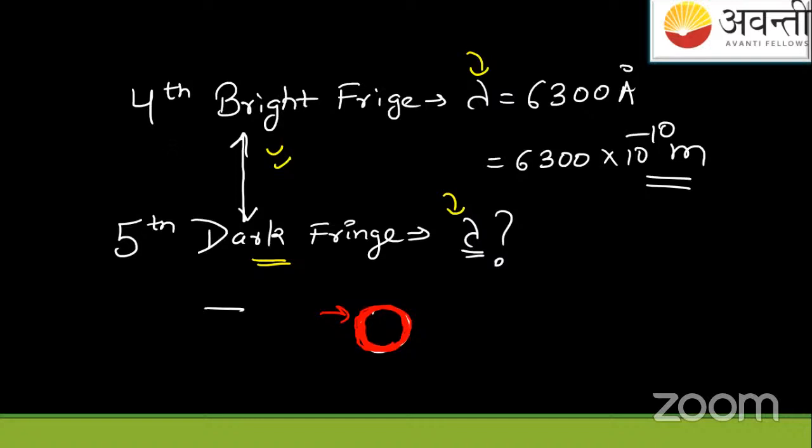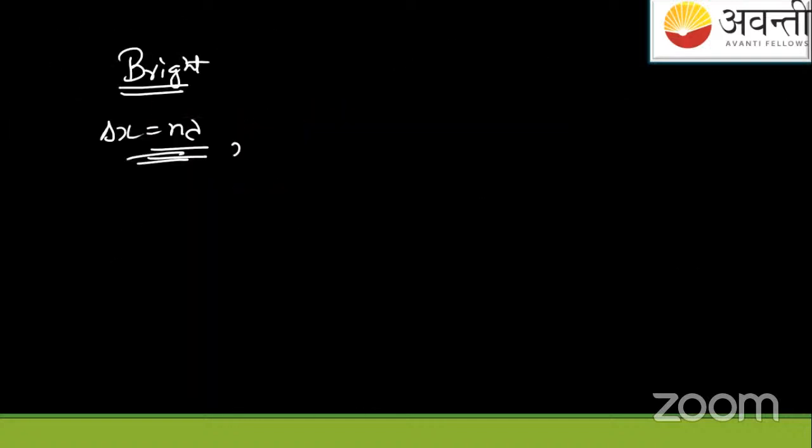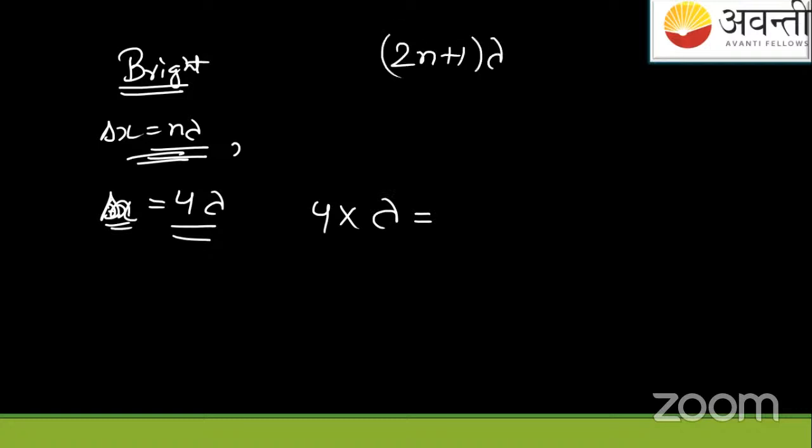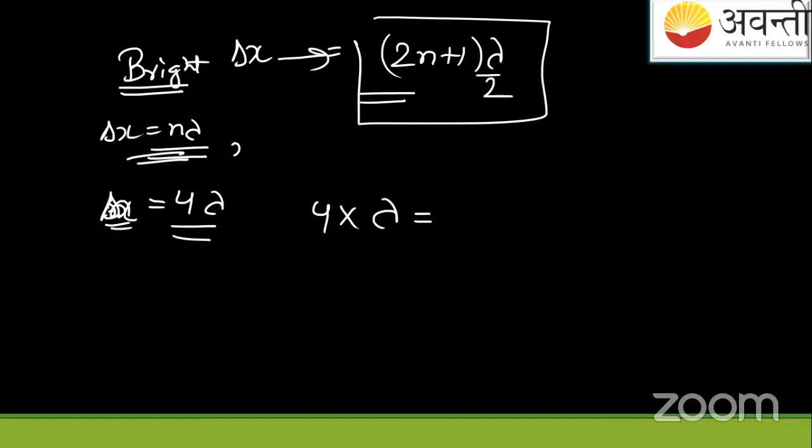So in the maxima formula, you can use directly the fourth bright fringe. Okay, so 4 into lambda will be the path difference, and that is coinciding with the dark fringe. For the dark fringe, the formula was (2n plus 1) lambda by 2, simple formula. Let us take the general formula. Leave the basic formulas in between. This is the path difference, (2n plus 1) lambda by 2.